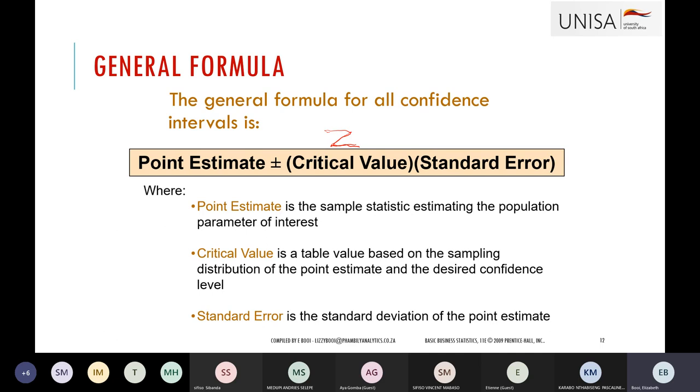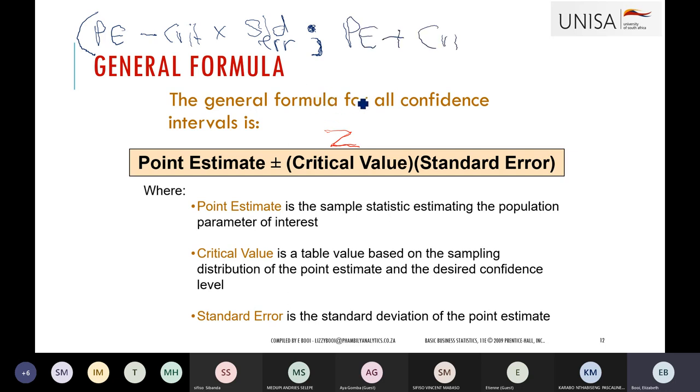So this formula, let me write it here. If I expand it, it will be your point estimate minus your critical value times your standard error, and you put the bracket like that, because this side is your lower end, and we open the bracket, put the comma, and we put point estimate plus your critical value times your standard error, close bracket.